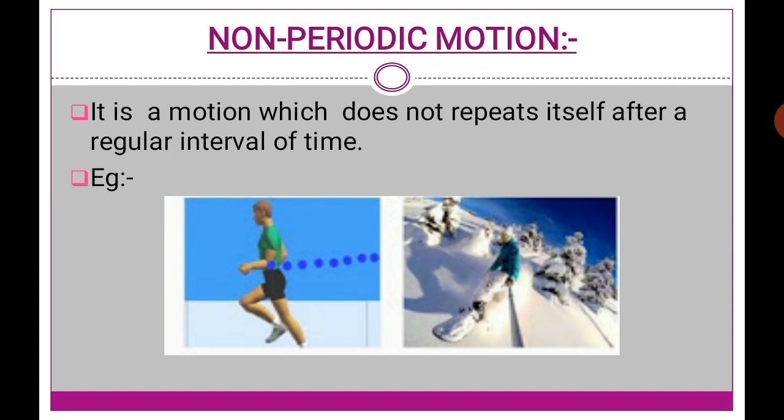A boy is skating. While skating also, it is not necessary that the speed with which I am moving will be the same. It may change. Sometimes it may be fast, sometimes it may be slow. So it is an example of non-periodic motion. Similarly, a footballer running on a field is an example of non-periodic motion because it will not repeat itself. So all the motion which does not repeat itself after a regular interval of time is known as non-periodic motion.